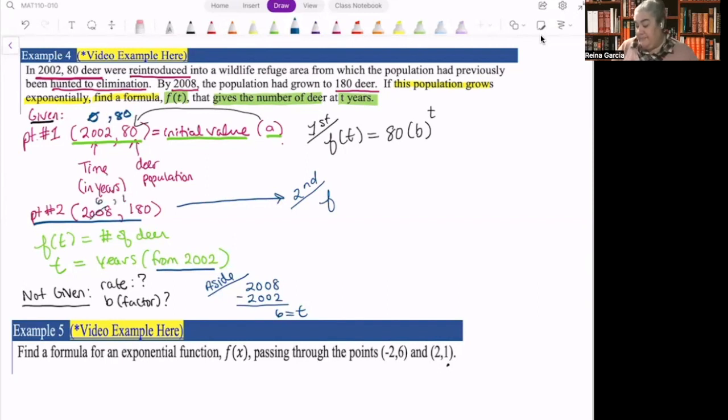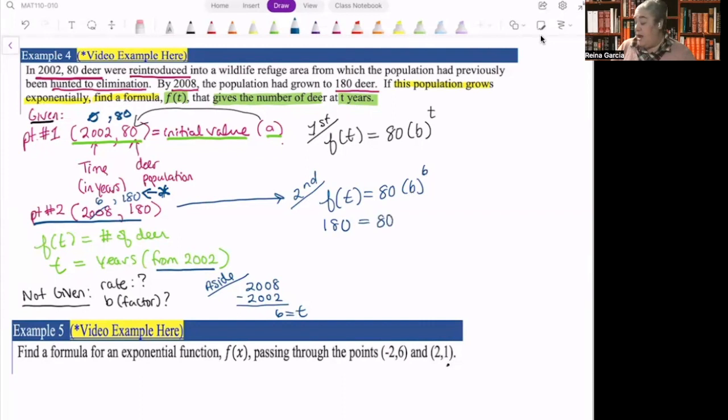Okay? So we're going to sub it in, and this is going to be f of t equals 80. We still don't know what b is in year 6, but because we know what our output was in year 6, we know our output was 180.